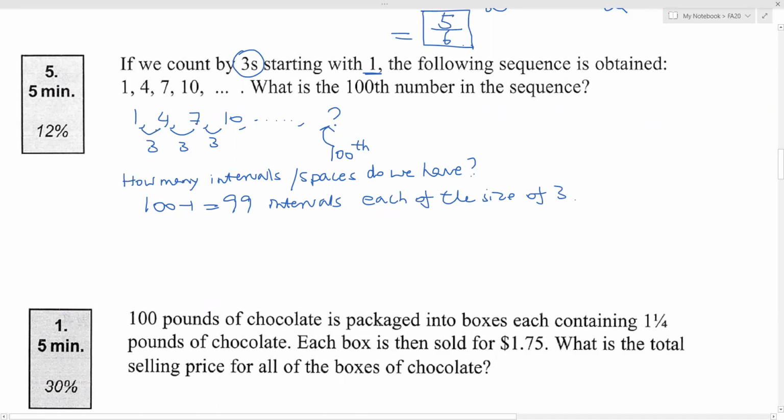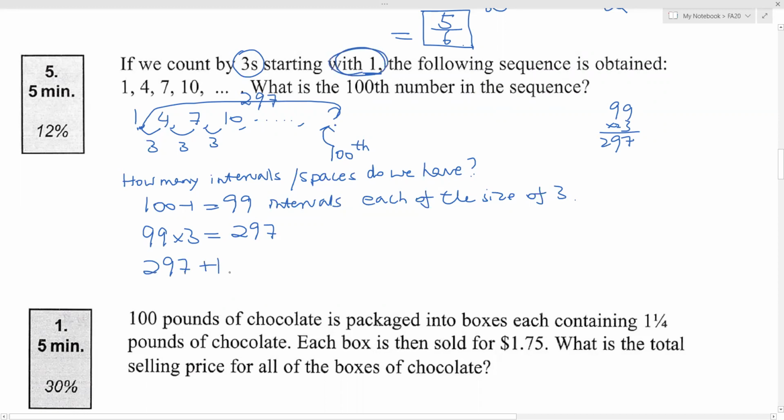And so what we're going to figure out is 99 times 3 equals, what's this? 99 times 3. Let's see. 297. Okay, so from here all the way to the hundredth number, there is 297. But we do have to add that 1 because we're starting with 1. Then we got 298. So your 100th number should be 298. Okay, it's not that hard.